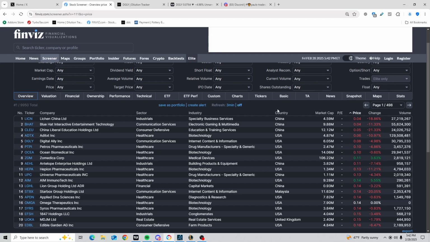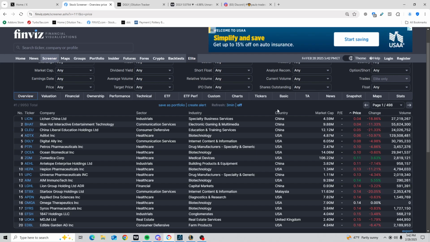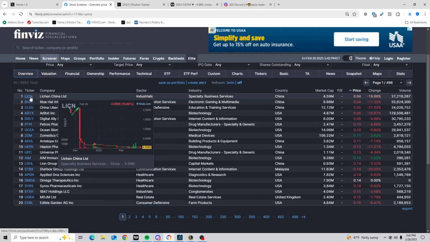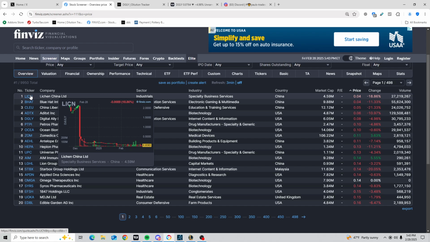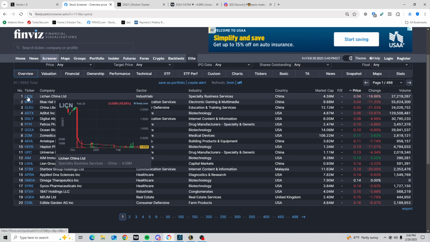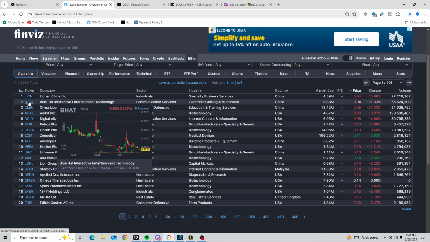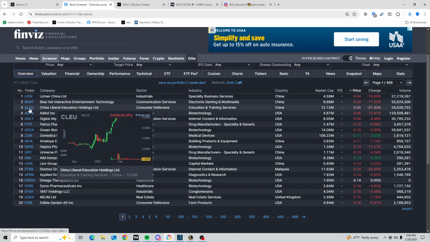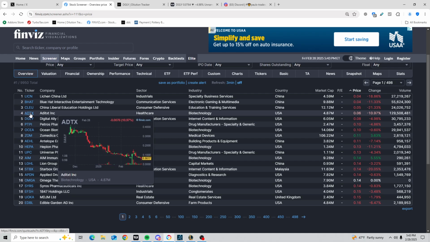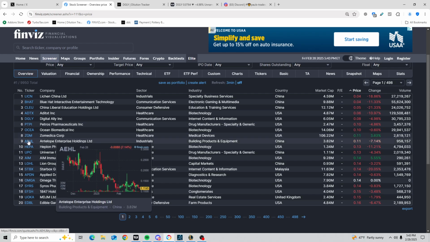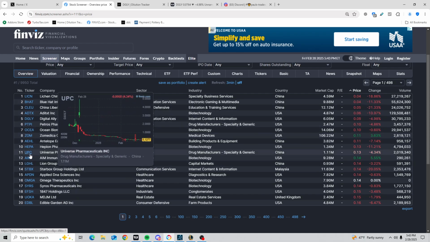So the first thing that you do is rule out the ones that either have a reverse split approved or have a reverse split coming up in a short period of time. When I go through, I can tell you right off the bat, LICN, Lichen, they did a reverse split. I believe it starts on Monday. BAT has a reverse split vote today. Clue announced a reverse split. ADTX has a reverse split vote today. It goes on and on, right? UPC has a reverse split vote on Monday.